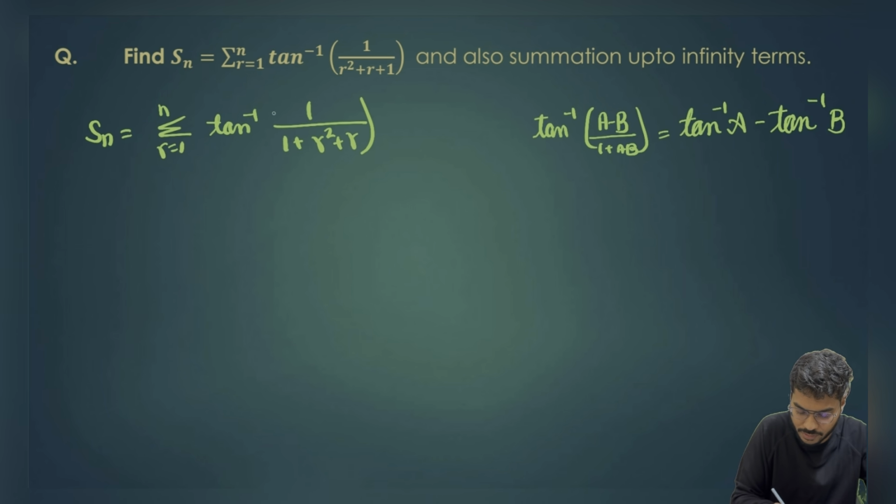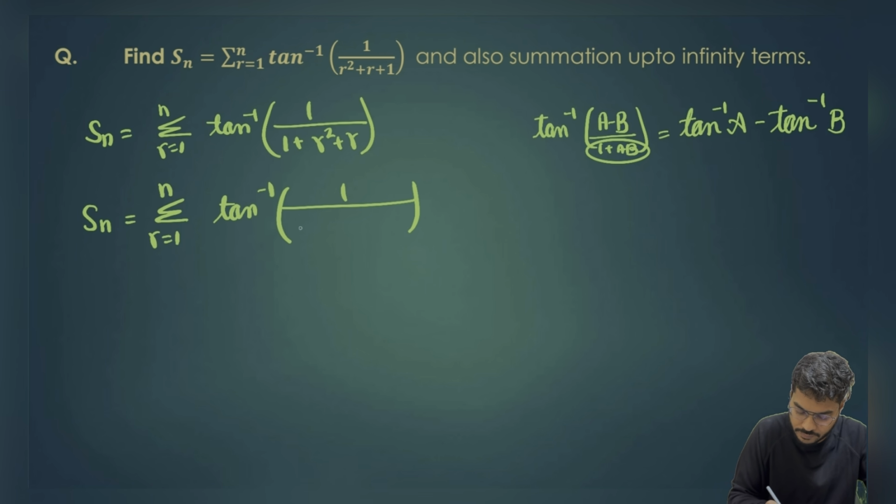Can I write this term in this way? If you notice, what is the denominator? The denominator is 1 plus ab, right? So 1 is already mentioned. Can I convert the rest into ab? What I will do, in the last two terms in the denominator, can I take anything common? I can take r common. What is left? r plus 1.